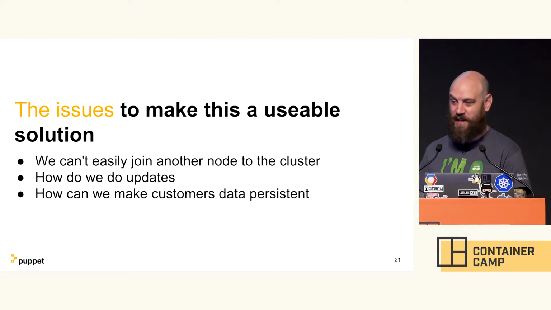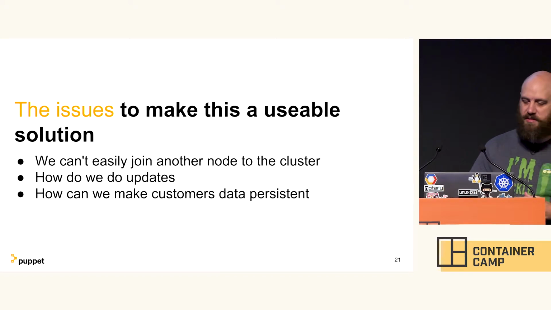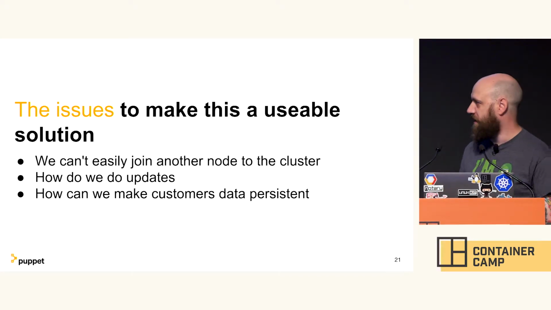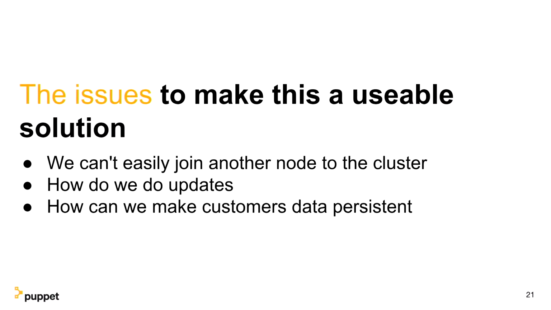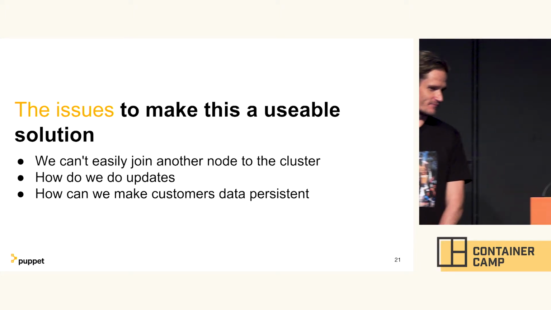How do we do updates? We've got ways that the infrastructure is immutable, but how do we actually do any updates to it? And then obviously, one of the most important things is how can we make customers' data persistent, because despite the fact that everyone wants to run the magical 12-factor app that Gabe talked about, at some point we have to store state somewhere.